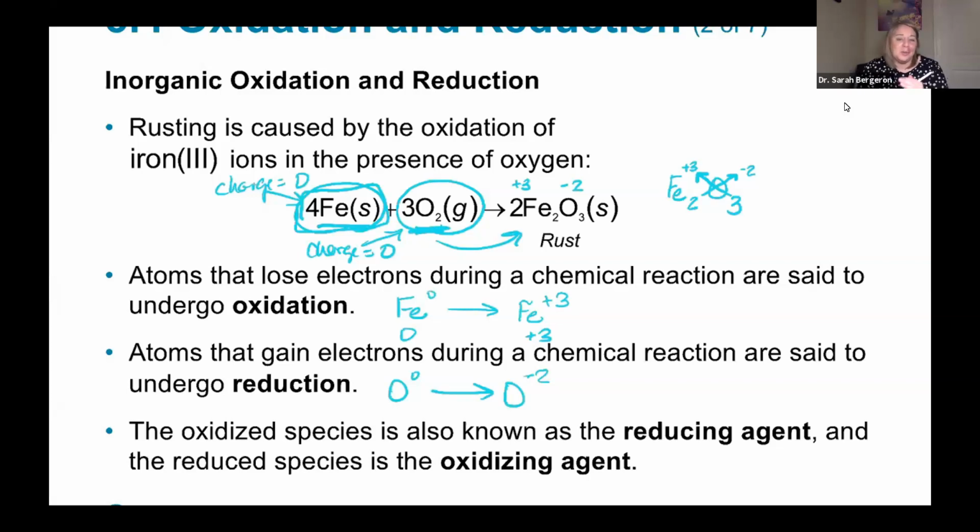And so you can look at any chemical equation and you can figure out what chemicals are undergoing oxidation and which ones are undergoing a reduction. And so then you can classify them as reducing agents or oxidizing agents. I think that gets kind of confusing. I want you to know which ones are undergoing oxidation and which ones are undergoing reduction.